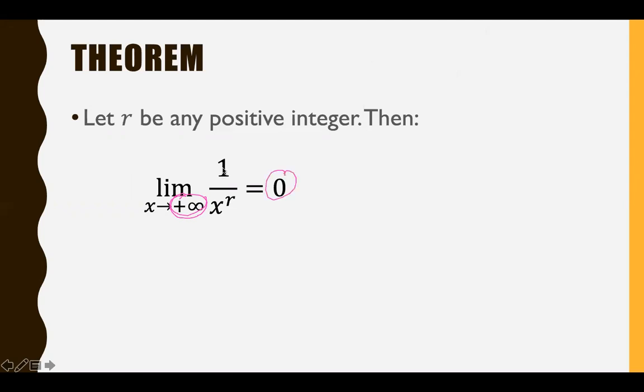It should be in this format, 1 over x to the power of r. So if we are provided with an equation, we need to express the terms in terms of 1 over x to the power of r. I'll teach you how to do that. Another part of this theorem is the limit of 1 over x to the power of r as x approaches negative infinity. Still the answer is 0, so nothing to be confused with, because everything here says 0, even if it is approaching positive infinity or negative infinity.